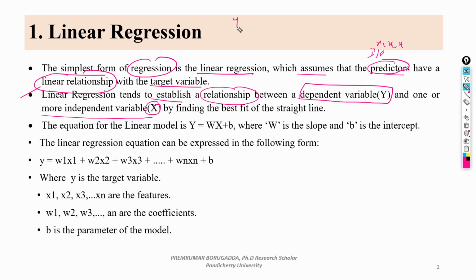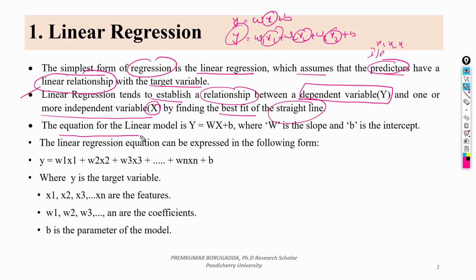For example, y is equal to wx plus b. This is a single input feature. Multivariable means w1 x1 plus w2 x2 plus w3 x3 plus b. We try to establish a relationship between these input variables x1, x2, x3 and the target variable y, for finding the best fit straight line.